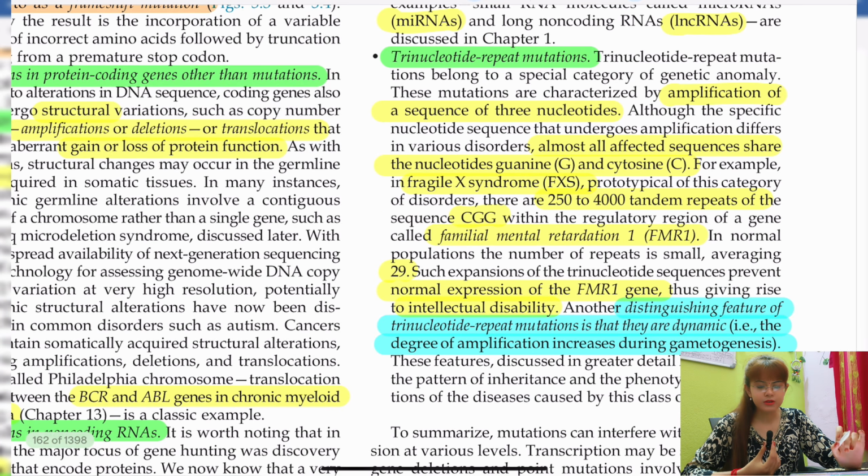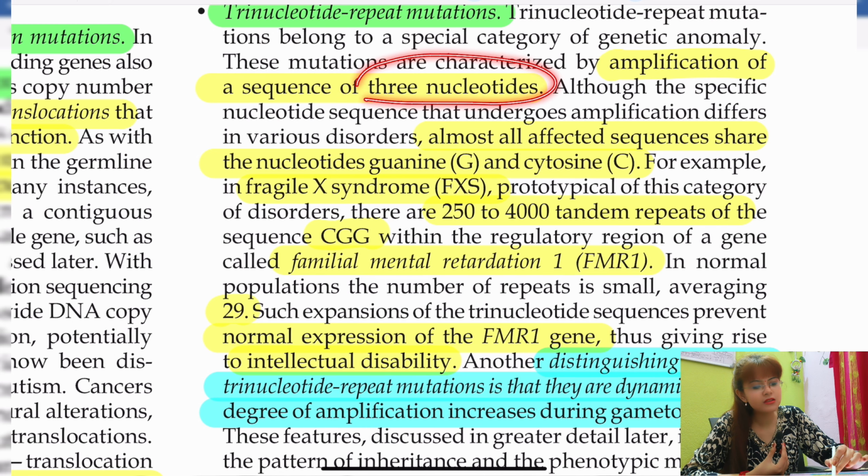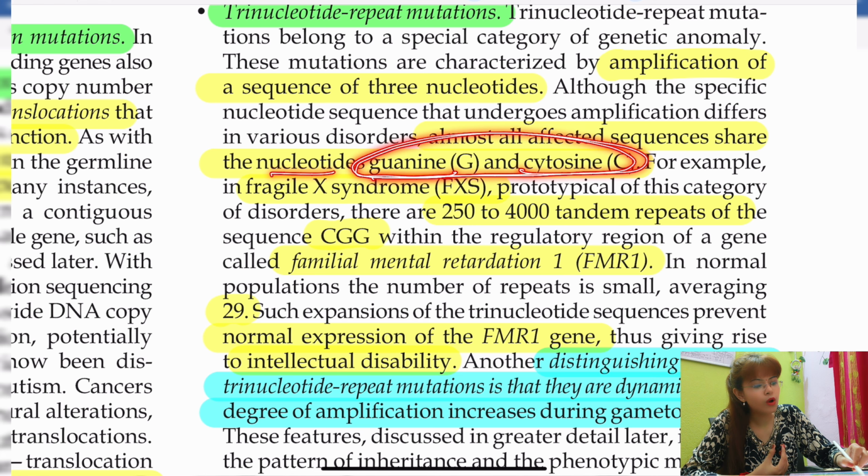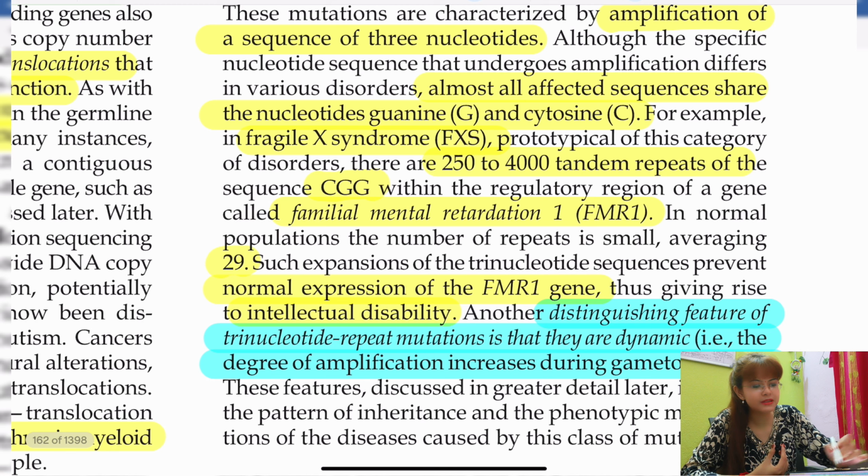Now comes another important part, and that is the trinucleotide-repeat mutations. This is amplification of a sequence of 3 nucleotides. Okay? So what's happening is any 3 nucleotides are getting amplified, meaning a repeated increase in the number of these particular 3 nucleotides. Almost all the affected sequences share the nucleotides guanine and cytosine. These two nucleotides will always be present in whatever amplification takes place. The prototype is obviously Fragile X syndrome, a very famous question.